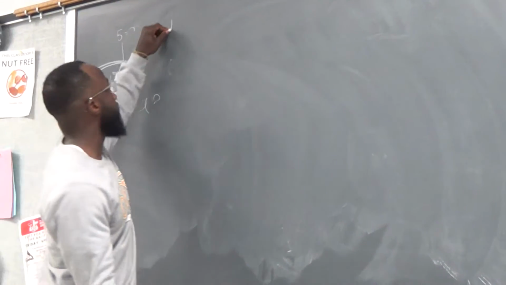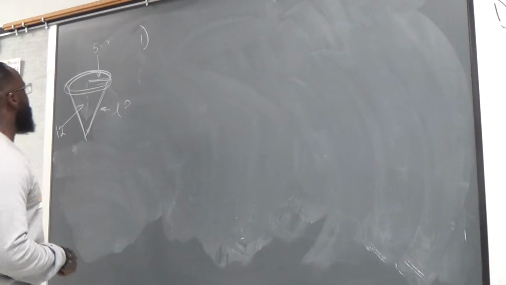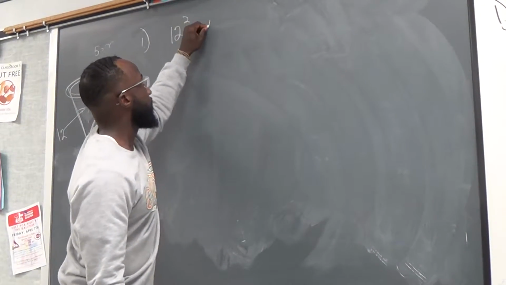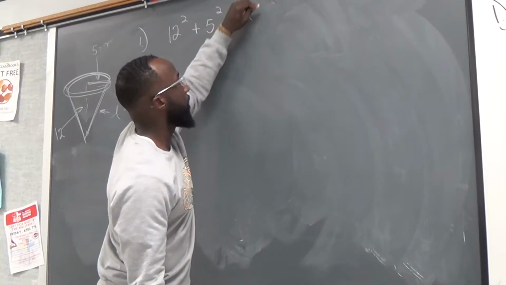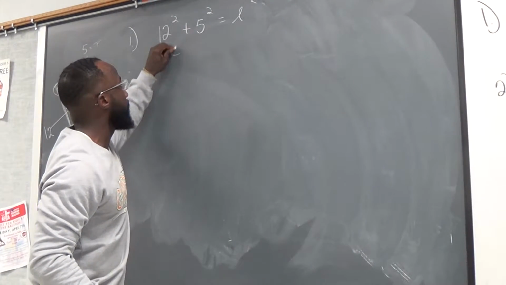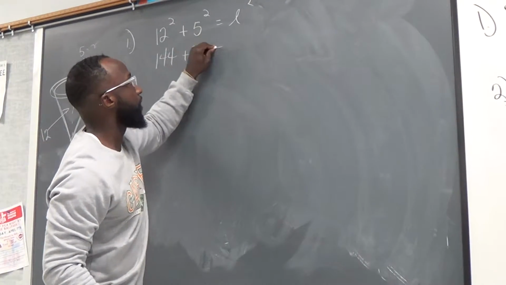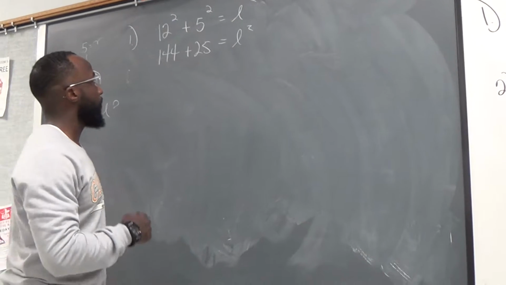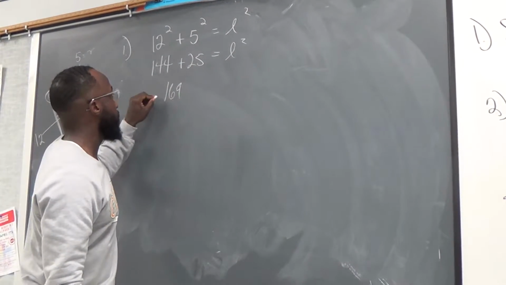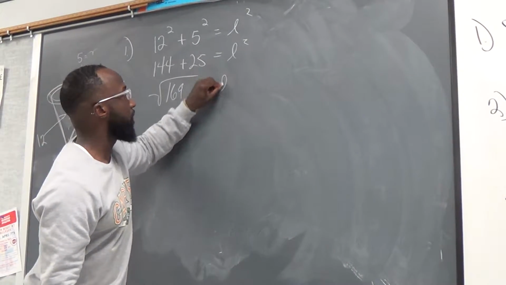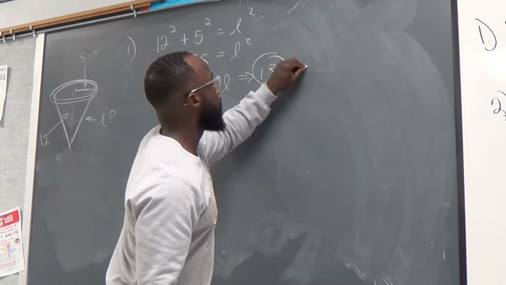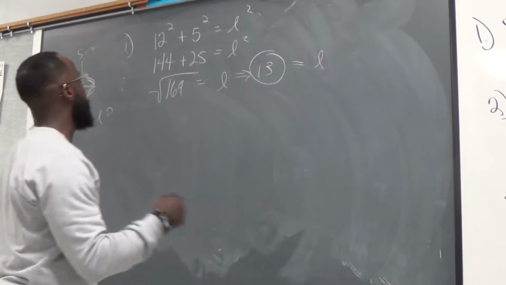So, step 1, find the slant height. 12 squared plus 5 squared is going to equal L squared. 12 squared plus 5 squared is 144 plus 25 equals L squared. 144 plus 25 is 169. Take the square root of 169 and it gives you L. L equals 13. So we found L. That's the first step. Find L.